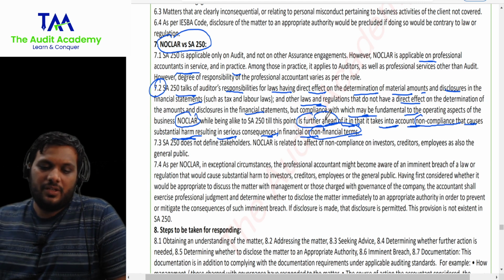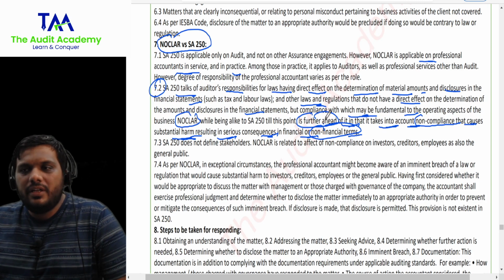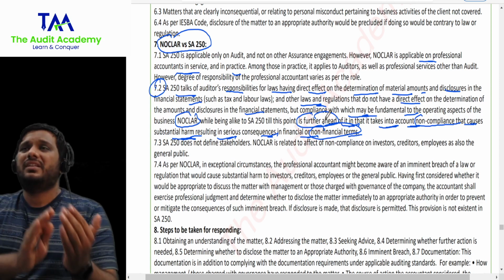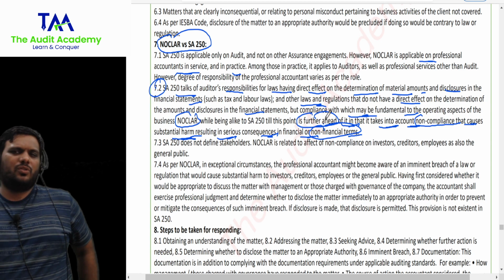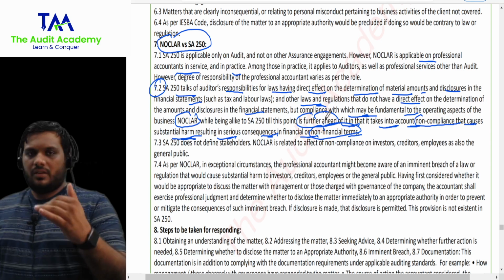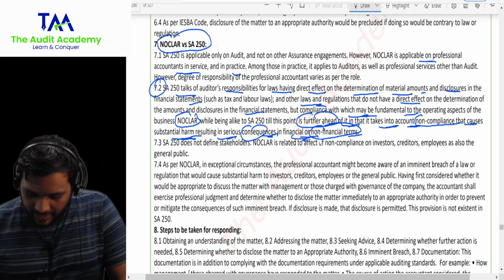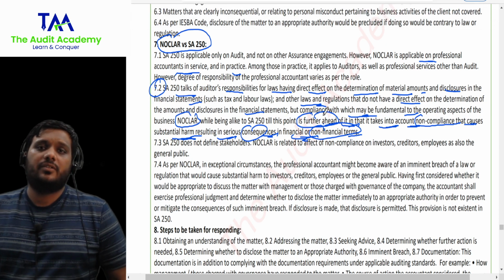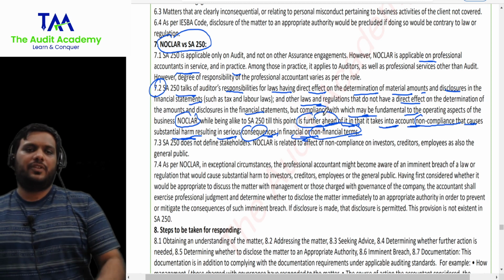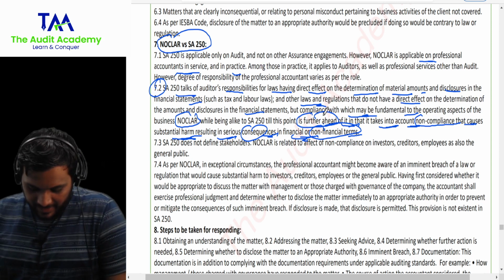Yes, sir. So NOCLAR is not asking you to restrict yourself only to find out the effect of laws and regulations on the financial statements, only if it is material effect, then you consider it and stuff. No. NOCLAR is simply non-compliance with laws and regulations, which can have material effect on the financial statements or which can have some serious consequences either in financial or non-financial terms. That is the striking difference. Even if you're an auditor, just because you have complied with SA 250, that does not mean that you have complied with NOCLAR. Understood this? Okay.